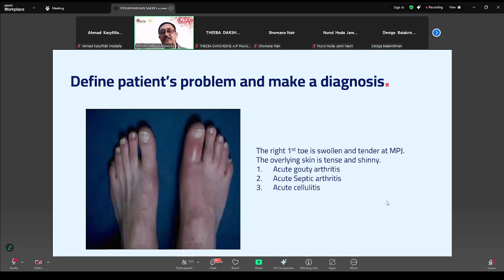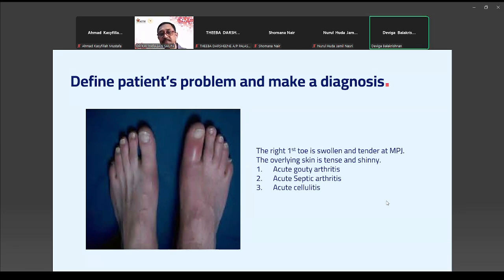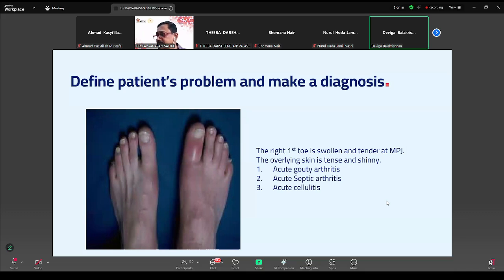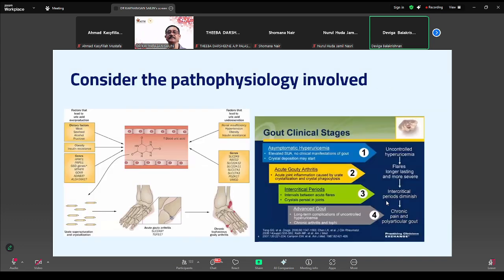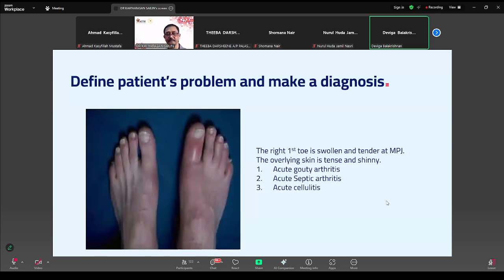So what investigations would you do? Uric acid, baseline renal profile. Basically, what I'm trying to say is the point of care test is uric acid. You will do a renal profile to assess the renal function. But during acute gouty arthritis, the uric acid may not tell the true level, so you need to repeat it later and see.